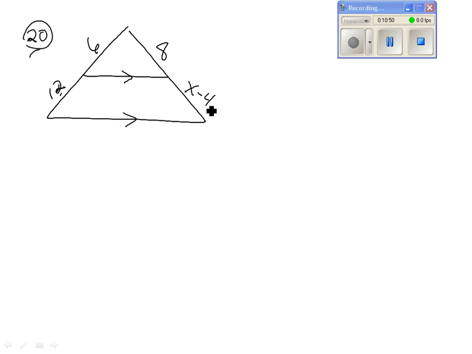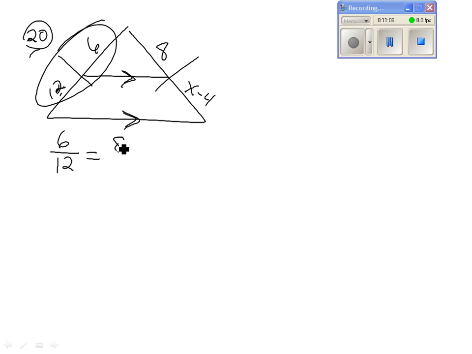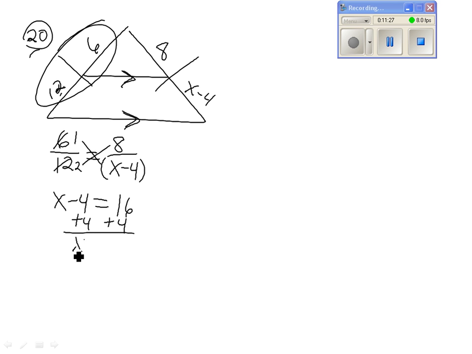Again, if we know that these two are parallel, instead of having to split off the triangles, we can just set up a ratio where these two compare to each other, the same as the two on the other side. So 6 compares to 12, the same as 8 compares to x minus 4. 6 over 12 will reduce to 1 over 2, which makes it a little easier. Cross multiply. 1 times x minus 4 is just x minus 4. 2 times 8 is 16. Add 4 to both sides. X equals 20.